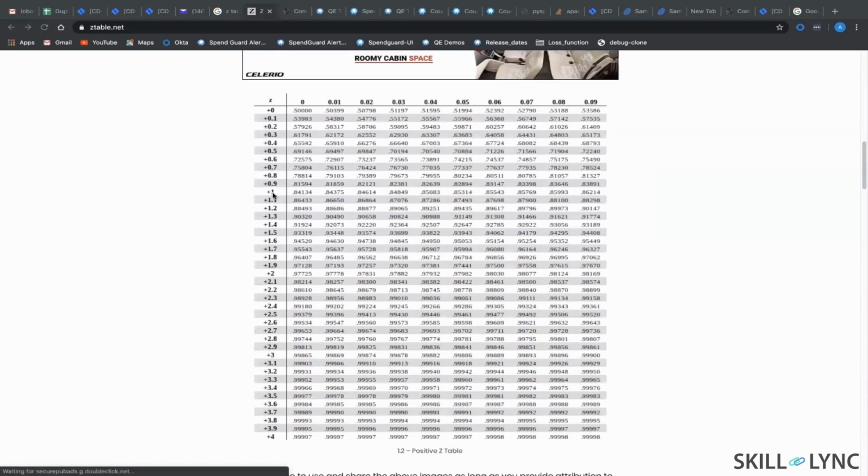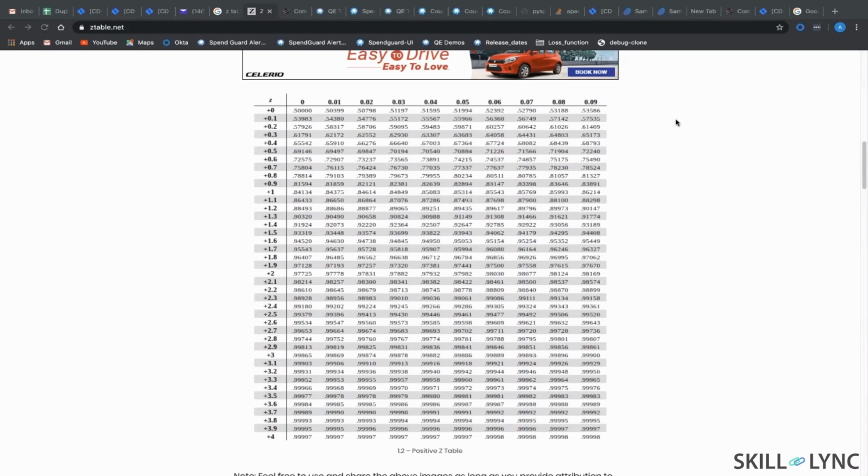Look at my cursor, guys. Z equal to 1. I said 1, right? Did I say 1.05 or 1.01? No, I said 1. Z equal to 1 with 0, right? So what is the value? Can everyone please write 0.84134 in the chat box? Now, what is this value 0.84134?